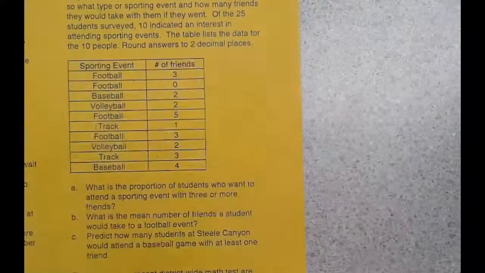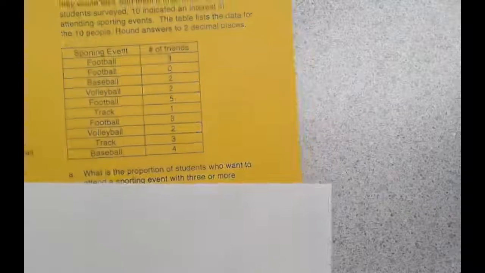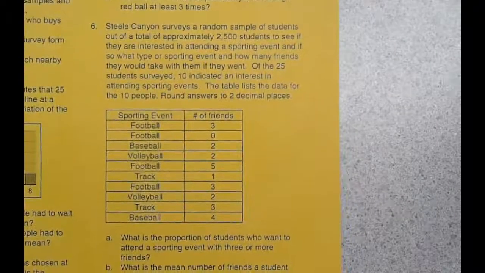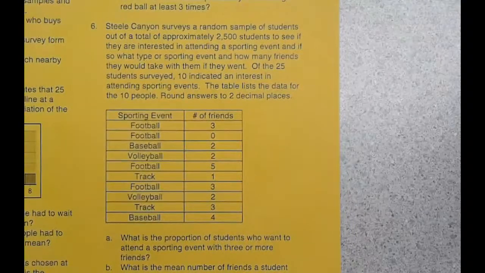Okay, let's go ahead and take a look at number 6. I'm going to have to read this first and then slide this up. Steele Canyon surveys a random sample of students out of a total of approximately 2,500 students to see if they are interested in attending a sporting event, and if so, what type of sporting event and how many friends they would take with them if they went. Of the 25 students surveyed, 10 indicated an interest in attending sporting events. The table lists the data for the 10 people, and we're going to round our answers to 2 decimal places.